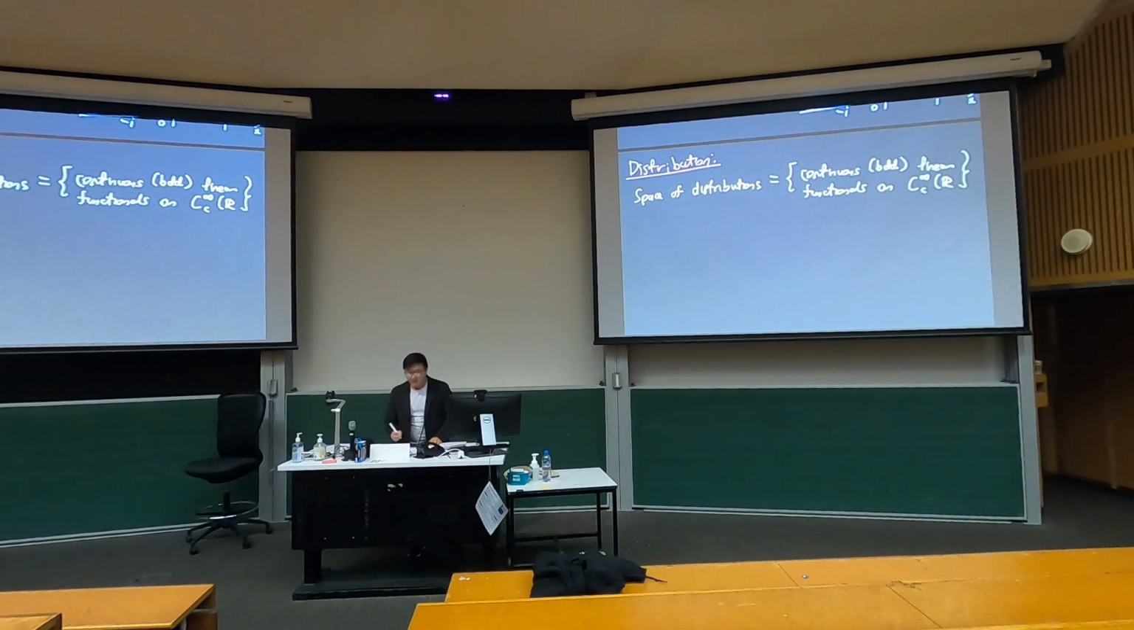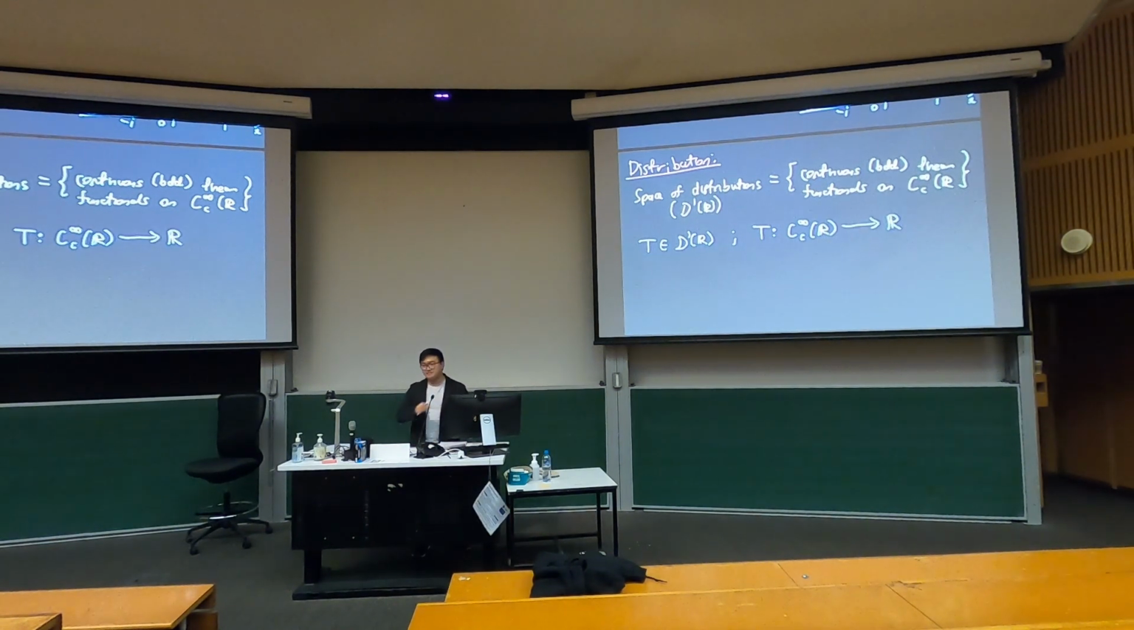Okay, so what do I mean by continuous linear functionals? I'm going to denote this space with this sort of calligraphic D dash. By continuous linear functionals, I mean that if I have a functional, which I'm going to call capital T, in my space of distributions, then my T should take as an input a test function. So I should be inputting test functions, and as an output, I should be getting a real number.